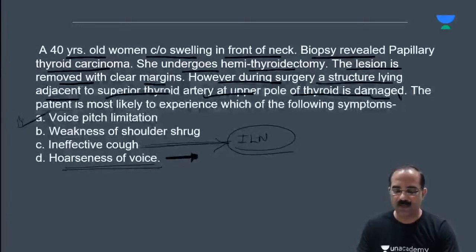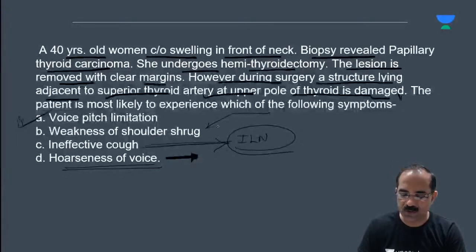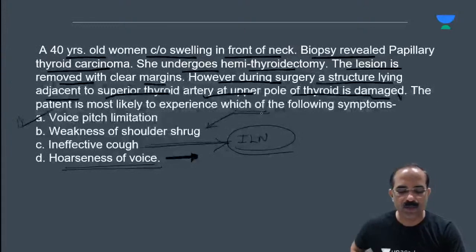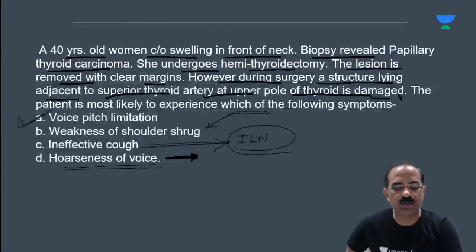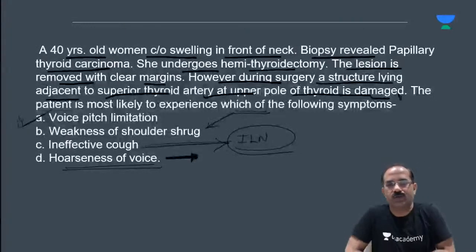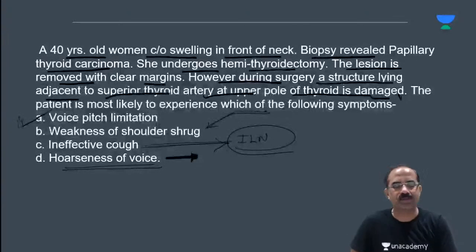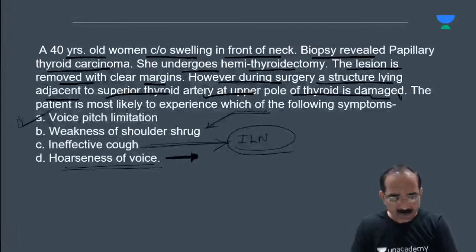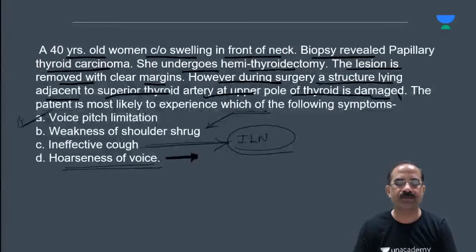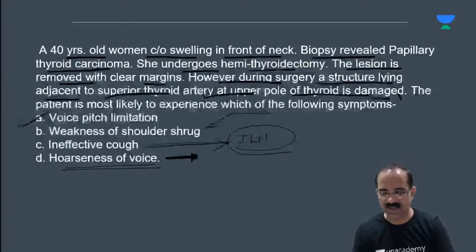Yes. And tell me this option, shoulder shrug. Weakness of shoulder shrug. Which is the muscle which helps to shrug the shoulders? Which is the muscle which helps in shrugging of shoulders? Speak up, children. Trapezius. Yes, very good.